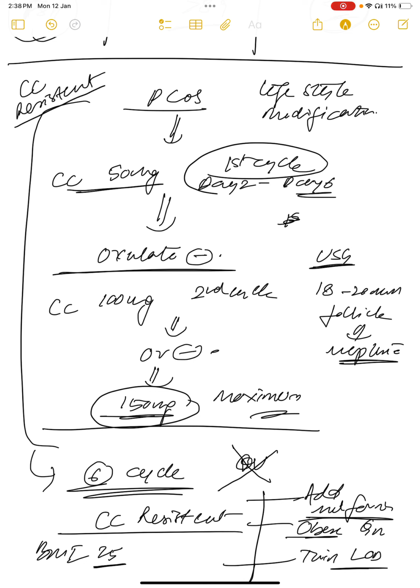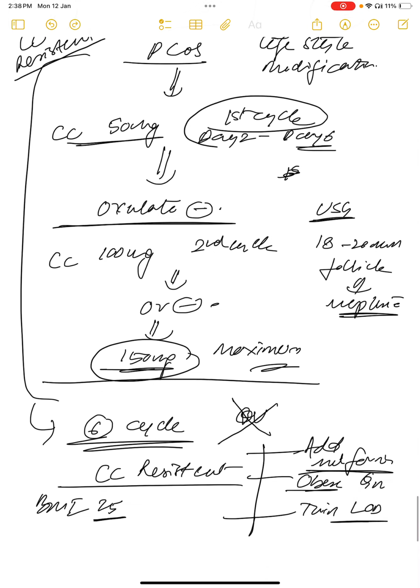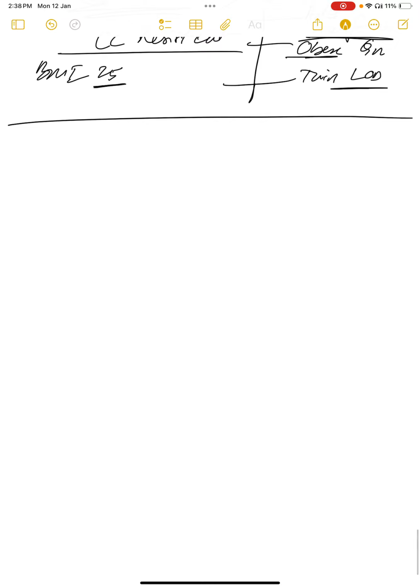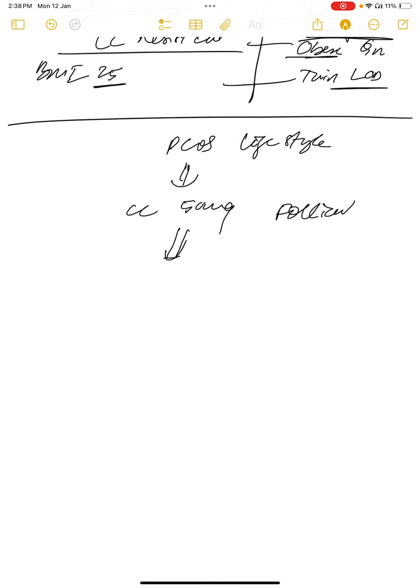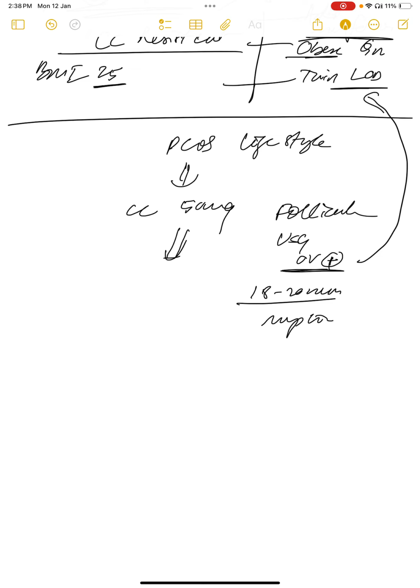Now let's learn about clomiphene failure. What is clomiphene failure? The same scenario: a PCOS patient came, and you already advised lifestyle modifications. Now you gave clomiphene citrate 50 milligram and you go for folliculometry, testing with ultrasound. If there is no ovulation, that comes under resistance. If ovulation is present, that means 18 to 20 mm size is reached and rupture occurred.